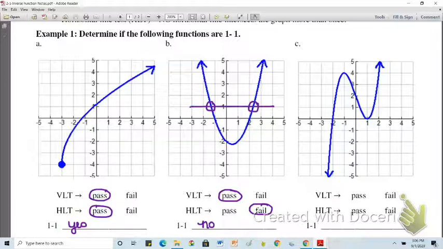Looking at C, it does pass the vertical line test. No matter where I draw a vertical line straight down, it's only going to touch it once. But again, it fails the horizontal line test. In fact, there are quite a few spots where my graph will touch a straight horizontal line 3 times. So this one is also not one-to-one. If you need a second to write these down, pause the video at this time.